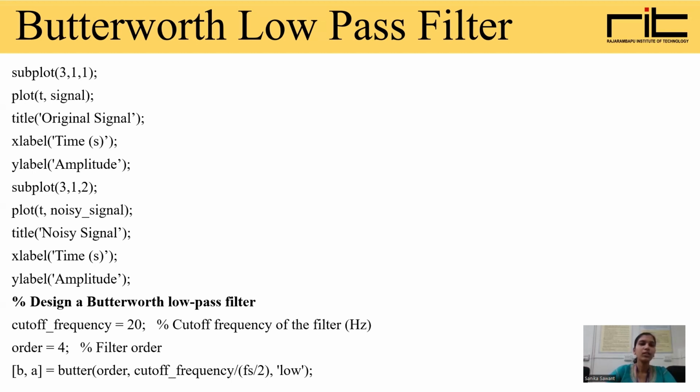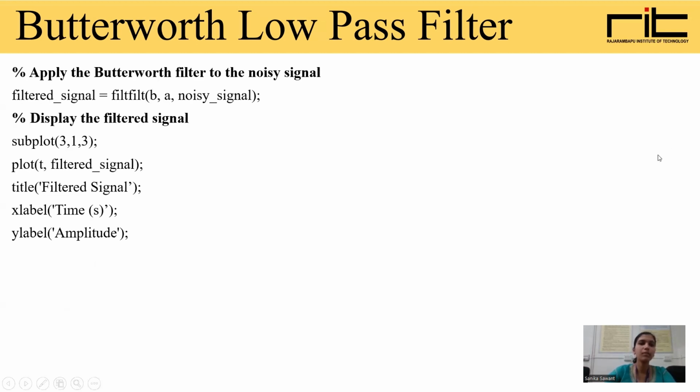After plotting the noisy and original signal, we'll apply the Butterworth filter to this noisy signal. And for that, we'll use the filt function. By using this function, we'll apply the noisy signal to the Butterworth filter to obtain the original signal. By using this command, we'll get the filtered signal, and to display that filtered signal, we'll again use subplot and plot commands, and we'll plot this filtered signal at third row, first column and third position. We'll give a label to it. And this is how we can get the filtered signal by using the Butterworth low pass filter.